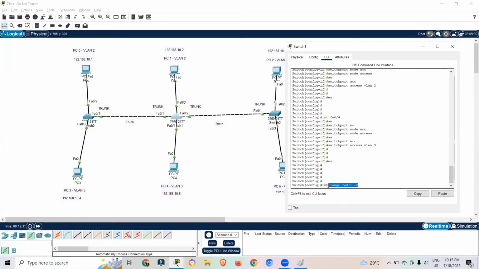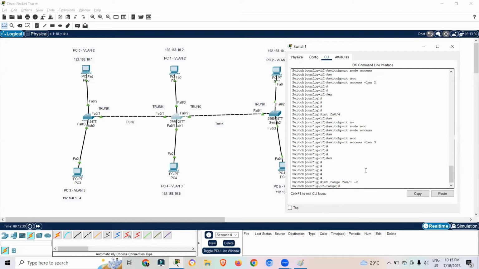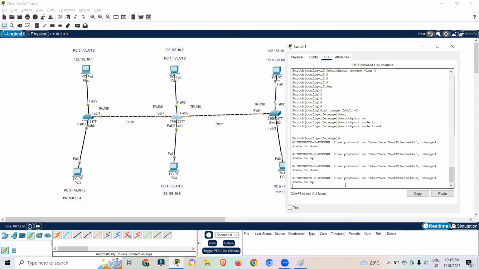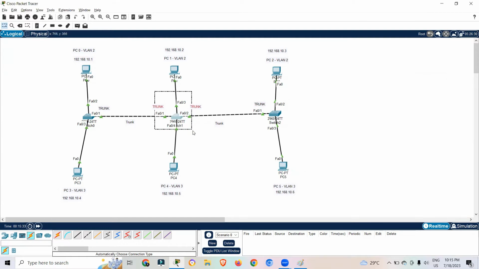I'm selecting both of these interfaces at the same time, right? FA 0/1 and FA 0/2. When I press enter, my switch is asking what do you want to do with this range of interfaces. I will put the command switchport mode trunk, and we'll see what will happen. Let me fast forward, and now I will see whether these two interfaces are trunk or not.